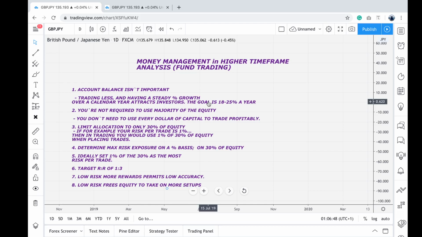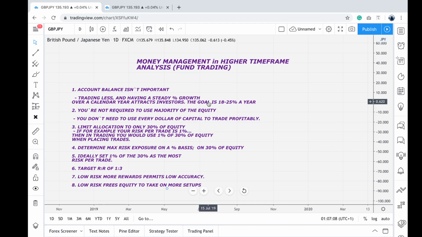Okay? By the 10th month, you're bringing 30 to 50% of your equity. This is the way professionals handle fund accounts, and this is also the way you want to think when you're handling a fund account. You don't want to trade every single setup that comes in the marketplace. You don't want to trade every 5 minute time frame.